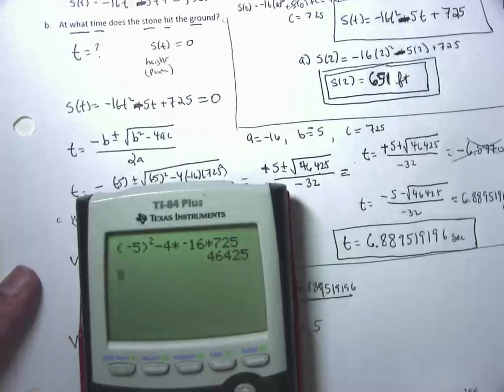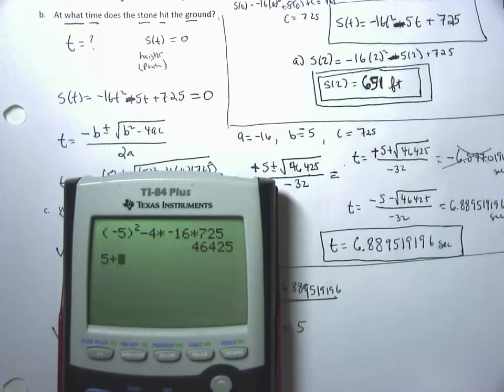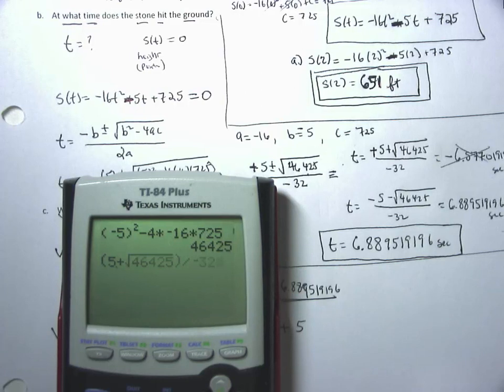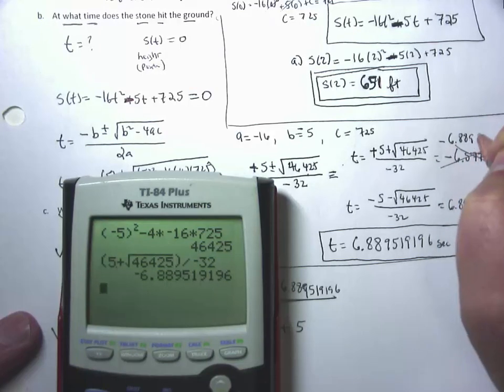All right, let's see what happens. Here we go. Hopefully it won't change anything. It's just a sign change. It'll be 5 plus the square root of 46,425, parentheses around your numerator, sorry about that, divided by negative 32. And I get a negative, here it comes, negative 6.8895191196.